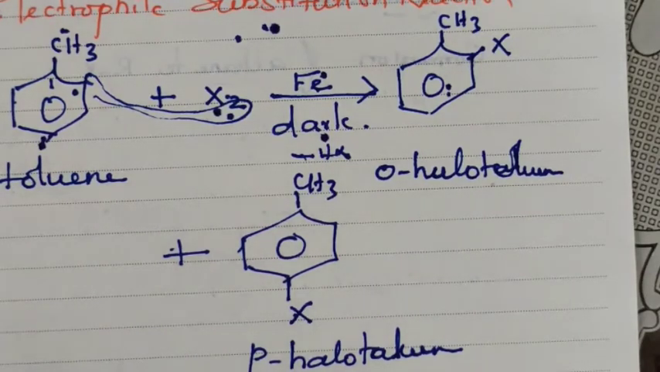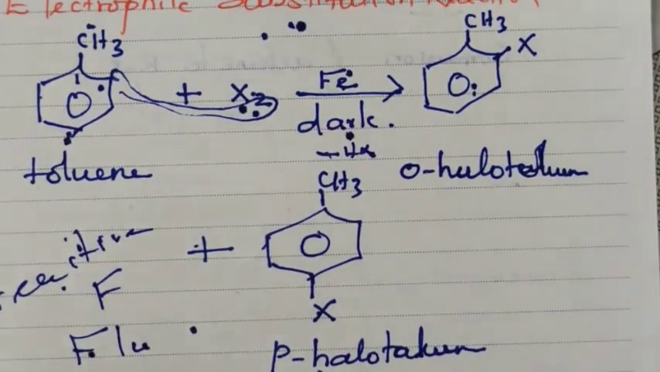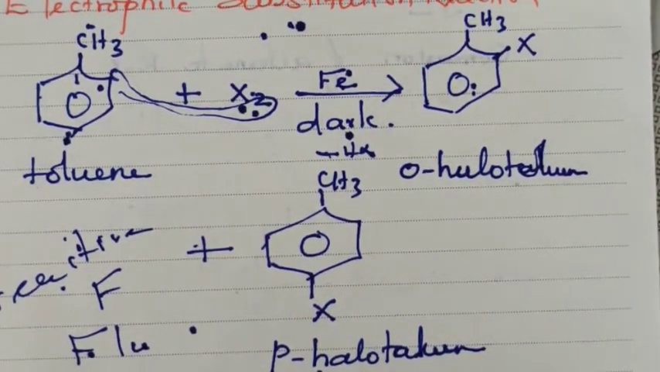Why can't we prepare fluoro compounds? Because fluorine is highly reactive. Because of the high reactivity of fluorine, we cannot prepare fluoro compounds by this method. Like that, iodo compounds also we can't prepare, because the reaction with iodine is reversible. Therefore, iodo compounds we cannot prepare by this method.